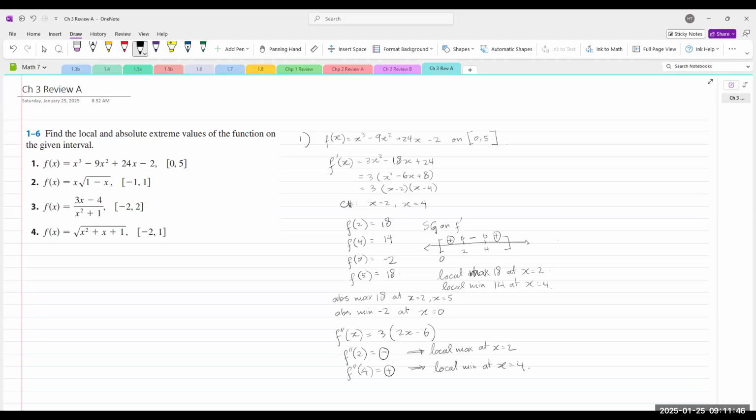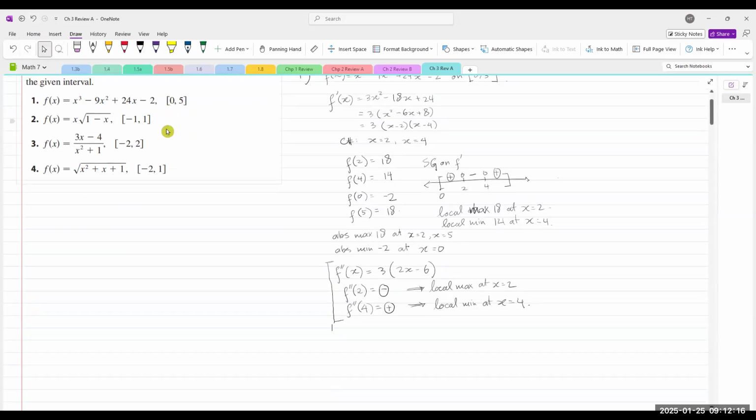Now the problem is this second derivative test is not applicable if our first derivative does not exist there. In other words, it works only if the critical number comes from the first derivative equals 0. If the critical number comes from the first derivative not existing, then the second derivative test is not applicable. Okay, that's for number 1. Let's go to number 2.